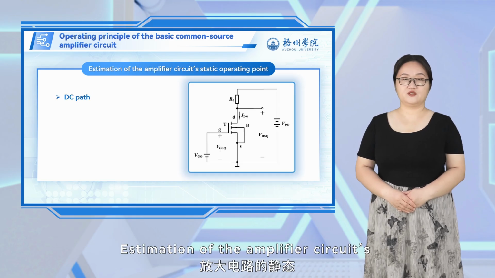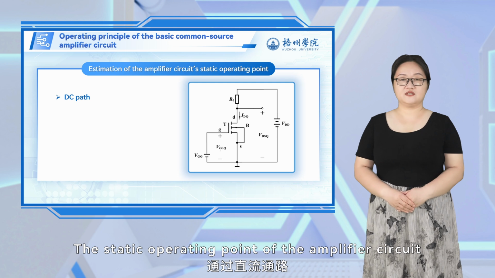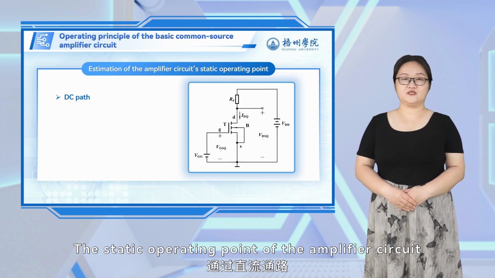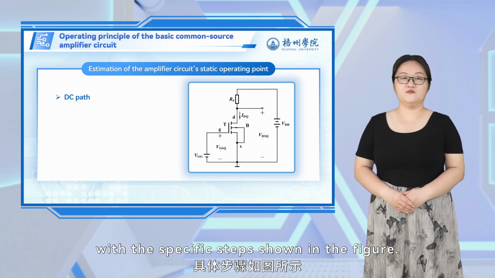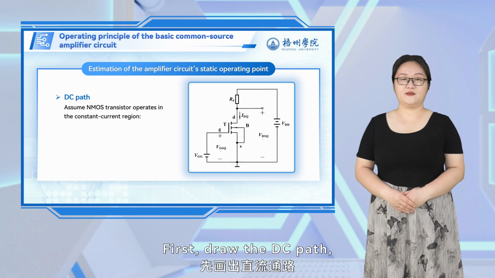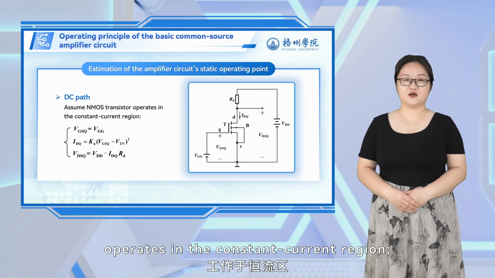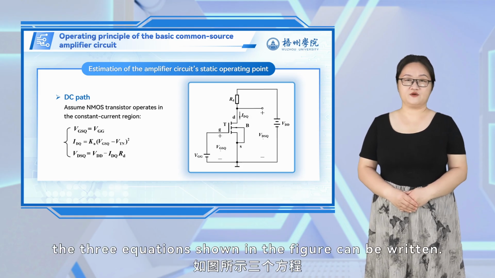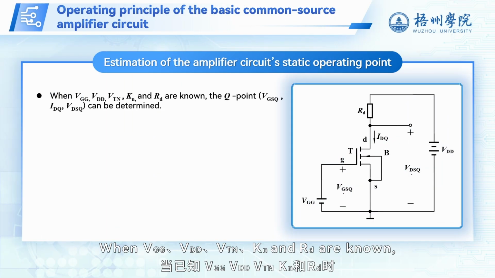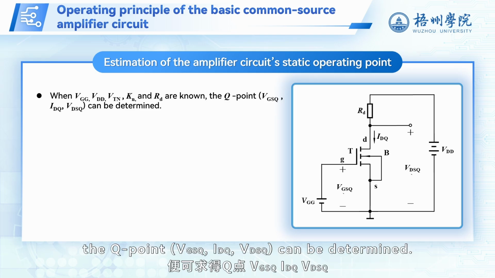Estimation of the amplifier circuit's static operating point. The static operating point of the amplifier circuit is estimated through the DC path, with the specific steps shown in the figure. First, draw the DC path. Then assume that the NMOS transistor operates in the constant current region. Under this assumption, the three equations shown in the figure can be written. When V_GG, V_DD, V_T, K_N and R_D are known, the Q point V_GSQ, I_DQ, V_DSQ can be determined.